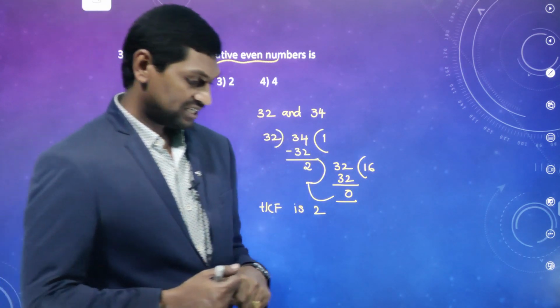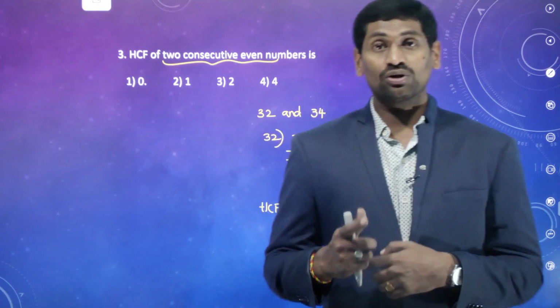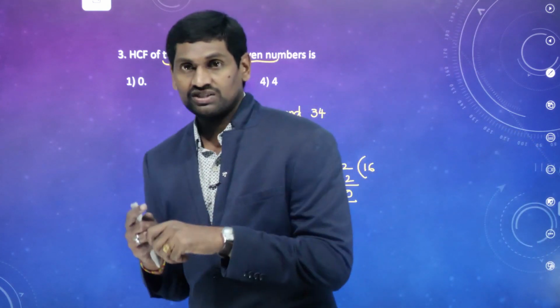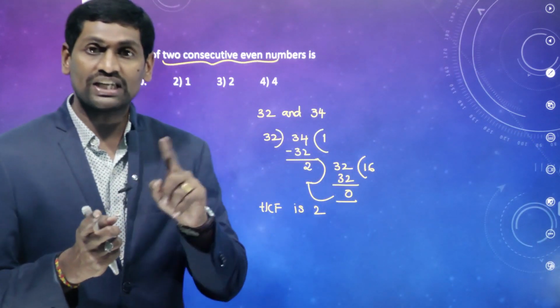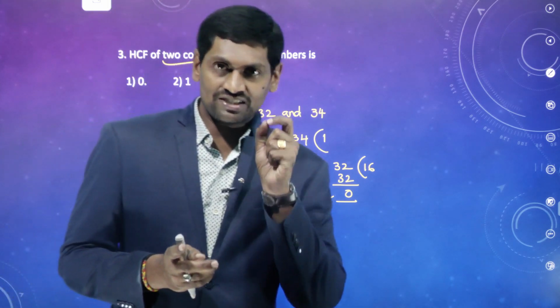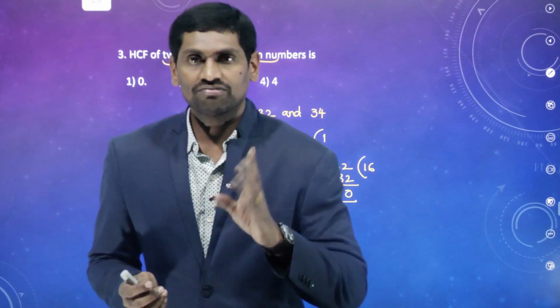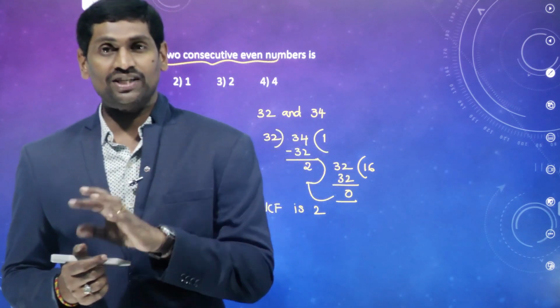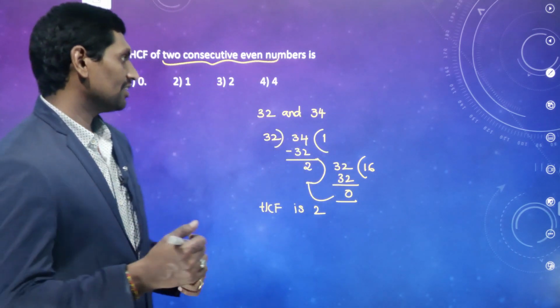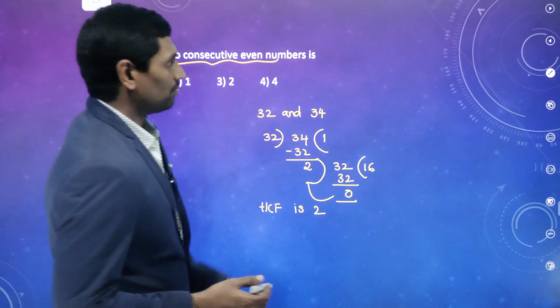Okay. And when you try to find out the HCF of any two consecutive numbers, I am not mentioning any two even or any two odd, I am just mentioning the consecutive numbers. Consecutive numbers' HCF is always 1, and we can call them co-primes. Okay. Right. So let us move on to the next problem.